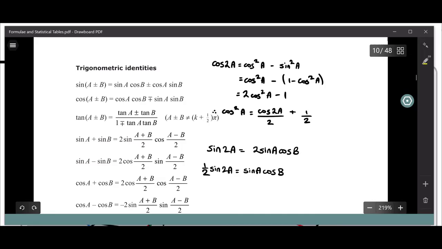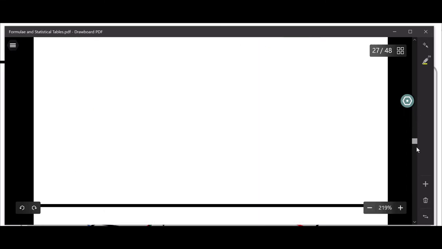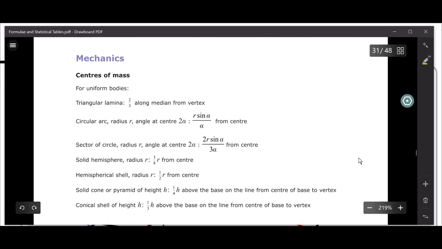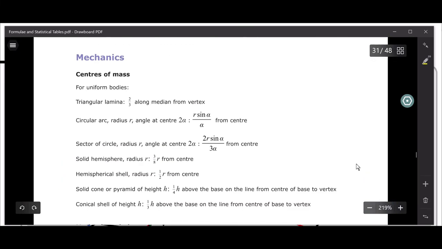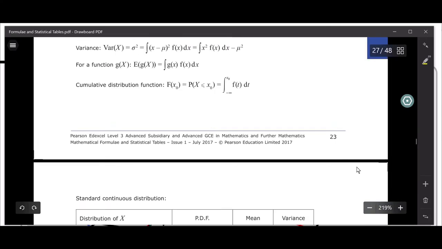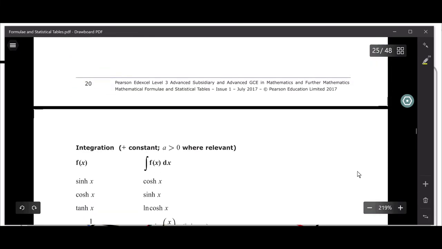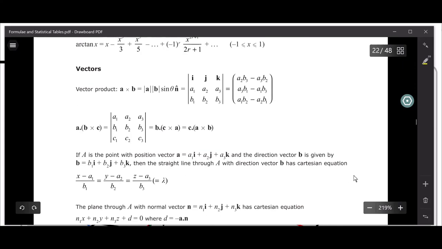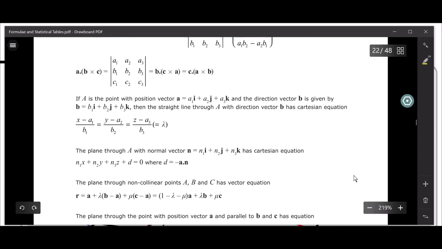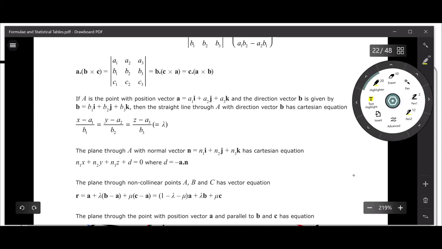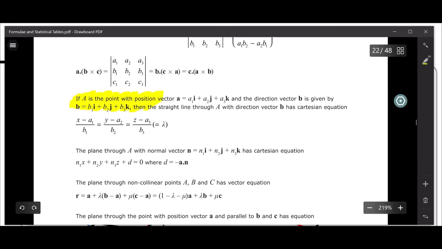And if we just go to the formula book, under the A-level further math section, under the vectors section, which is somewhere, bear with me, we can use this over here. Let's highlight it. If a point A is the point with position vector A1i plus A2j plus A3k, and the direction of B is given by B, shown over here, then the straight line through A with direction vector B has Cartesian equation of this. So we can use that information to find out the vector equation of L1.